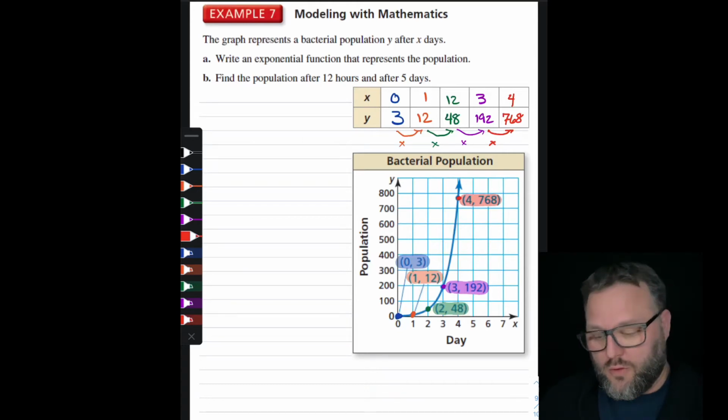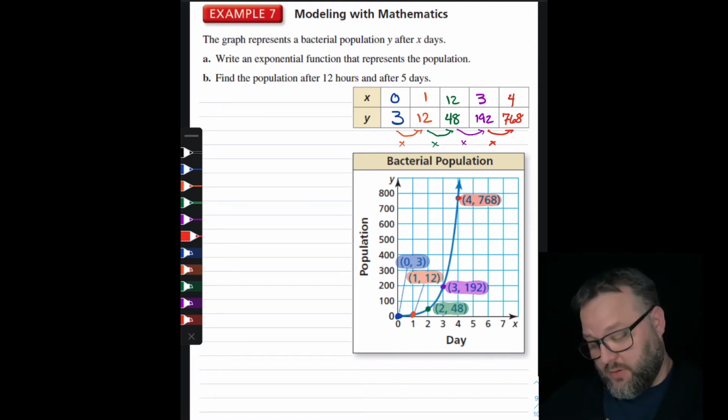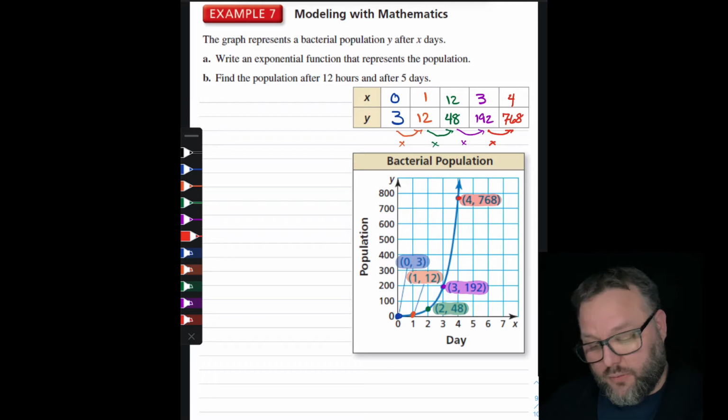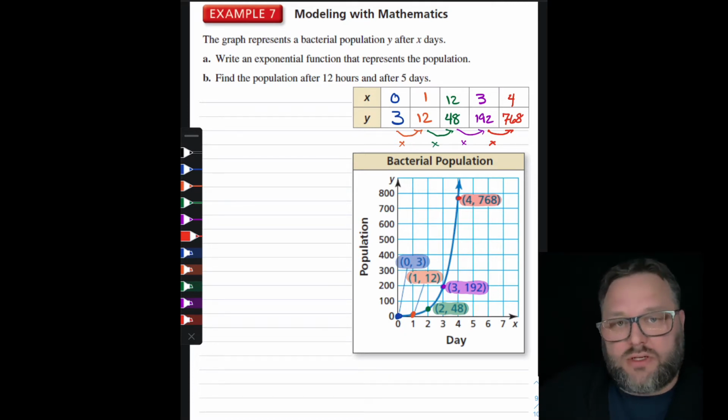Last one. We're almost out of this lesson. Actually, I've kind of enjoyed this one. Hopefully you have too. Now, we're talking about graphing, using a graph that represents, in this case, bacterial population Y after X days. Really, all that means is how many bacteria are there after however much time has passed.